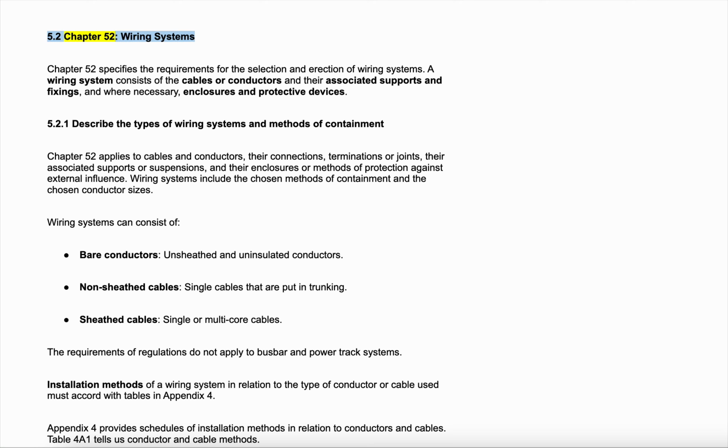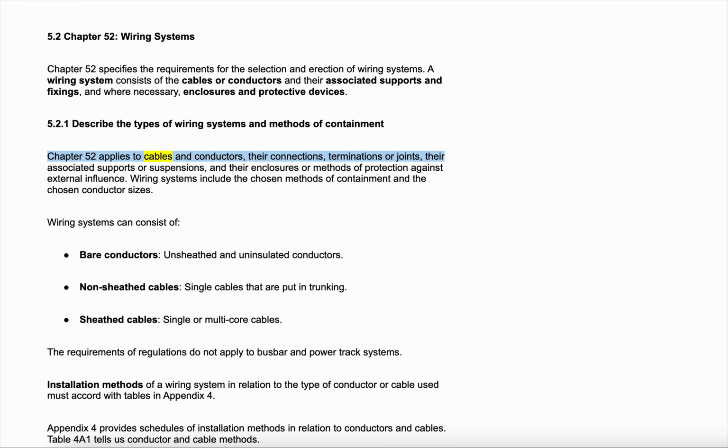5.2 Chapter 52 Wiring Systems. Chapter 52 specifies the requirements for the selection and erection of wiring systems. A wiring system consists of the cables or conductors and their associated supports and fixings, and where necessary, enclosures and protective devices. 5.2.1 describe the types of wiring systems and methods of containment.